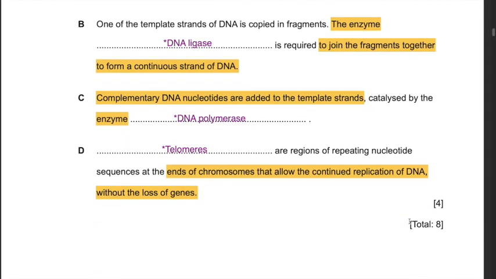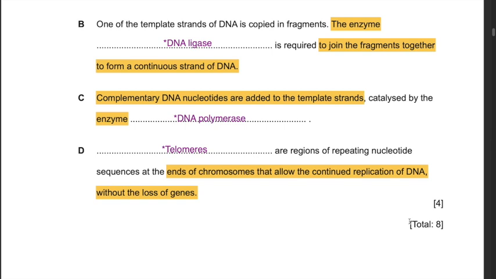Statement D. Blank are regions of repeating nucleotide sequences at the ends of chromosomes that allow the continued replication of DNA without the loss of genes. The important keywords over here are ends of chromosomes that allow the continued replication of DNA without loss of genes. And obviously this substance is known as telomeres. Telomeres are definitely at the ends of chromosomes. They are present to allow continuous multiple divisions without any loss of genes.